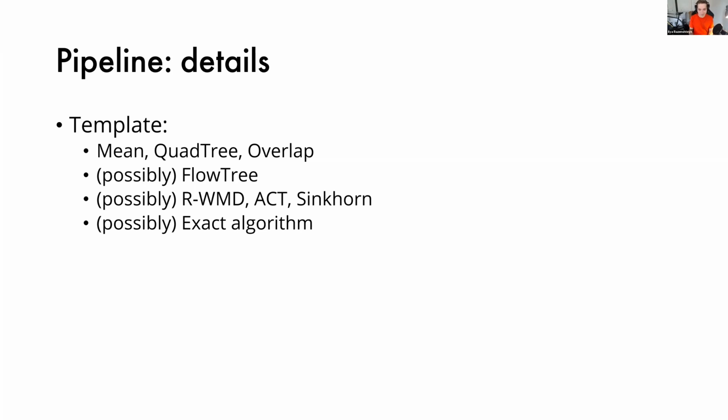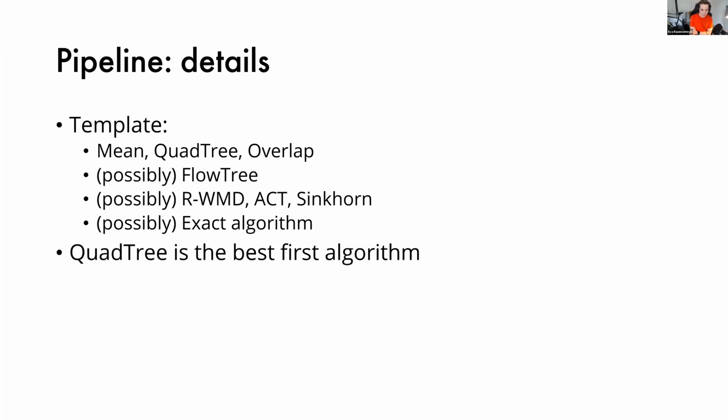Well, let me for now move on, and maybe we can have more discussion later. So after we do this fast algorithm that does a little bit of pruning, we use FlowTree to prune it further, and then we potentially use slower algorithms to prune it further, and then use exact algorithms. So we have a whole pipeline of algorithms here.